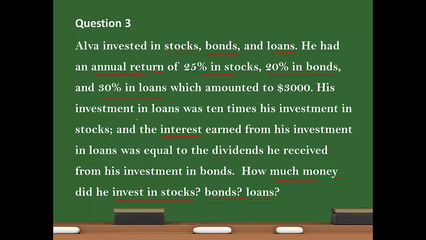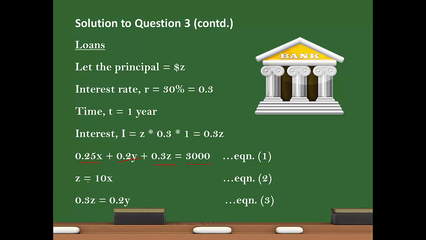The next one: his investment in loans. Now, this is investment, not annual return. Return is the interest. But this is now the investment, so this is the principal. His investment in loans, which is Z, was 10 times his investment in stocks. So Z is 10 times X. That gives you equation 2. You see that?